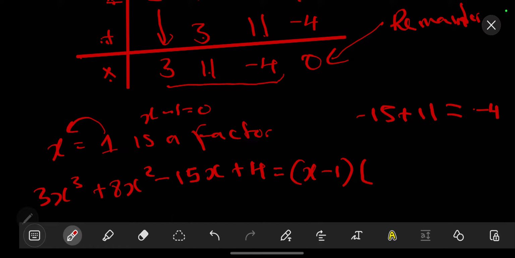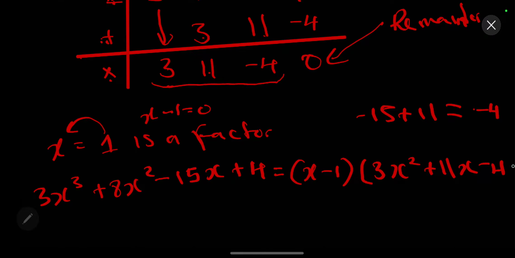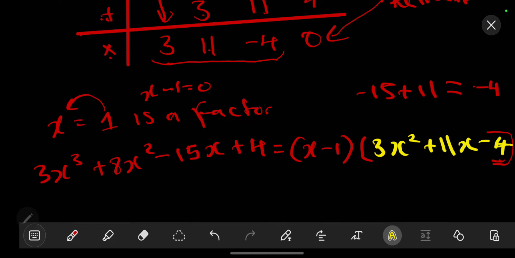So what we have gotten here is such that we have a 3. So the highest power was 3, so this quotient will reduce by 1. So we are going to have 3x squared, then plus 11x, then minus 4 like that. So this is what we have from here.